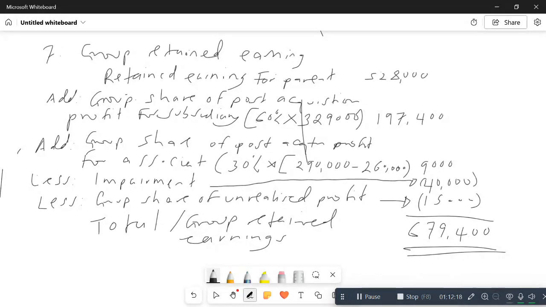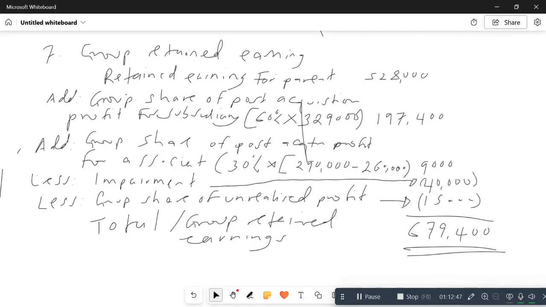Hope we are okay with group retained earning. Please, you have to get the one for parent, share of parent for subsidiary, and group share for associate. If there is any impairment, you subtract it. If there is any, and it was profit in this case, you subtract, and what you remain with is the group retained earning. And this is the group retained earning we shall take to our consolidated balance sheet.